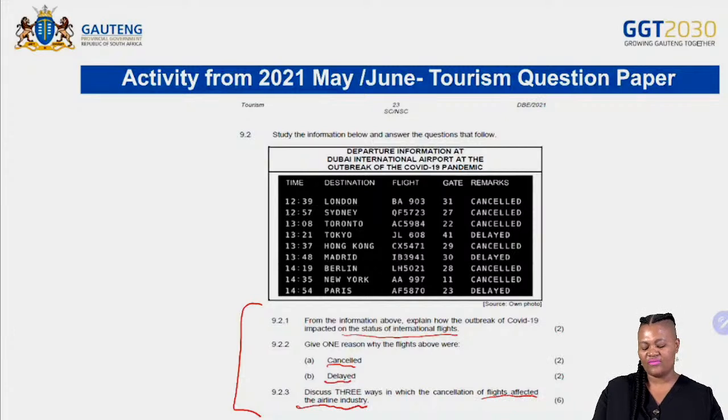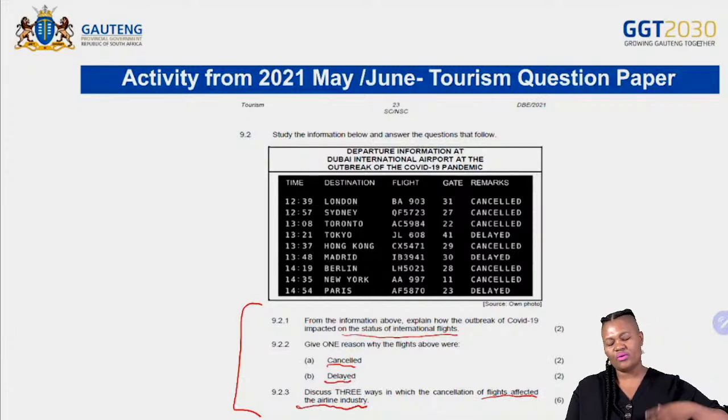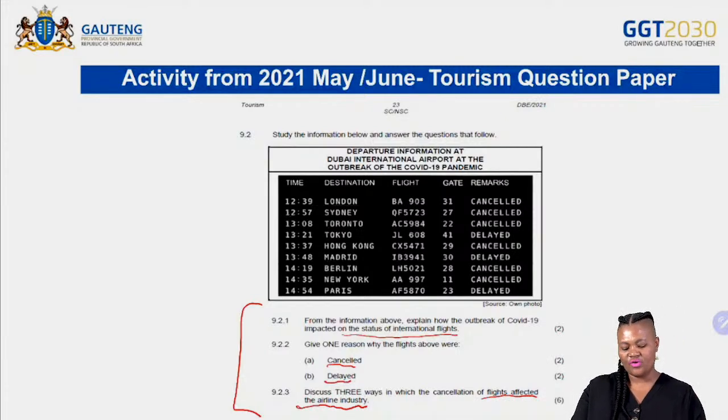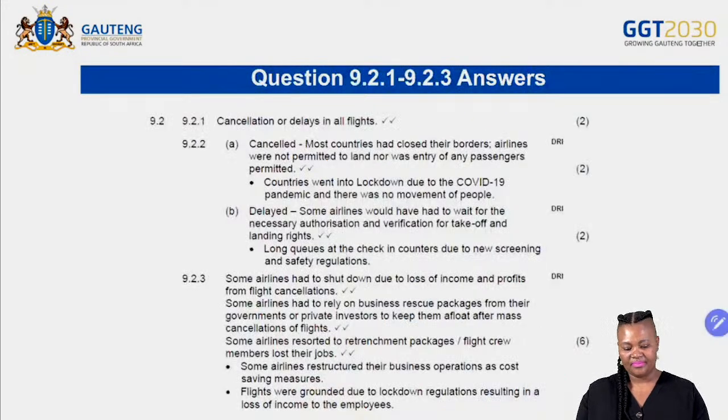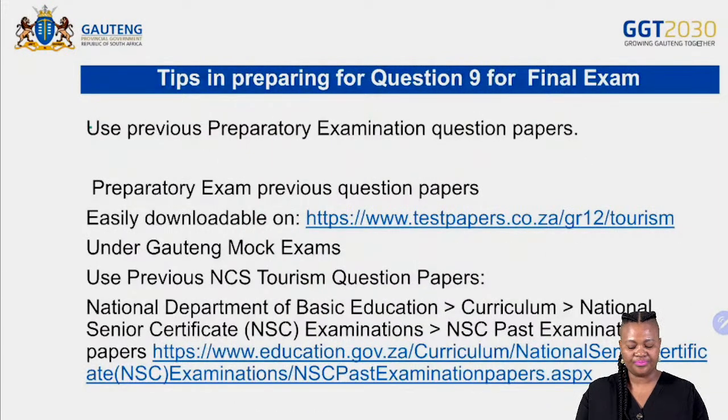So always check from which context you are being asked. If you look at this question, they're asking, discuss 3 ways in which the cancellation of the flights affects the airline industry. And then you have the marking guideline for question 9.2.1 up to 9.2.3.